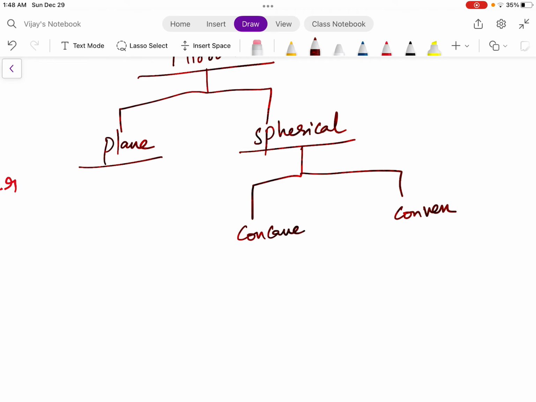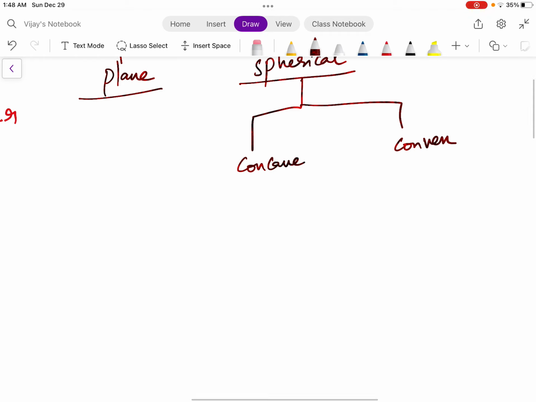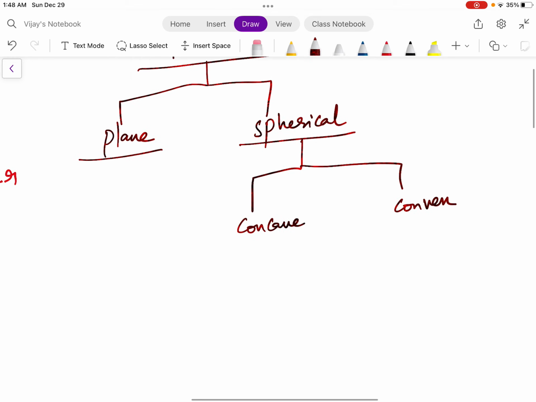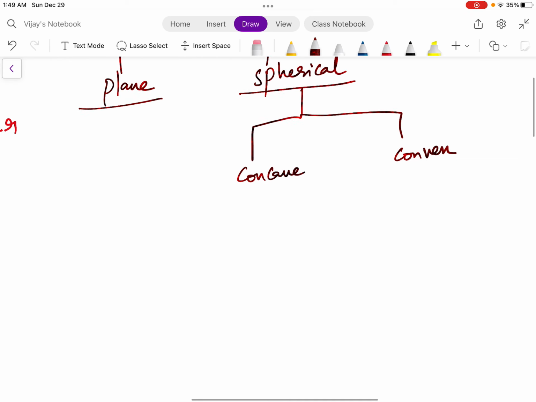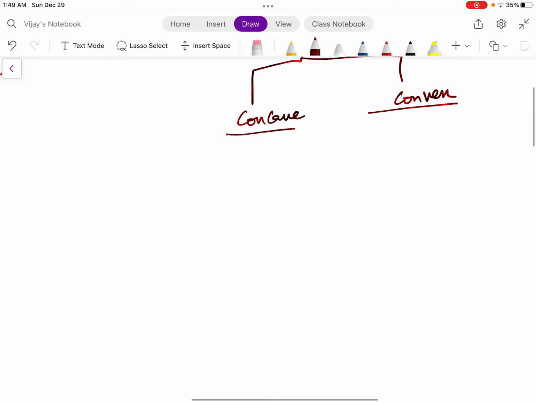One is concave, the other one is convex. What is a concave mirror? First thing is, spherical mirrors are those mirrors whose reflecting surface is curved. Among them, there are two types. One is concave, the other one is convex. So what is concave? A concave mirror is basically a mirror whose reflecting surface is curved inwards. So here is the reflecting surface of the concave mirror. So a concave mirror is basically a spherical mirror whose reflecting surface is curved inwards.